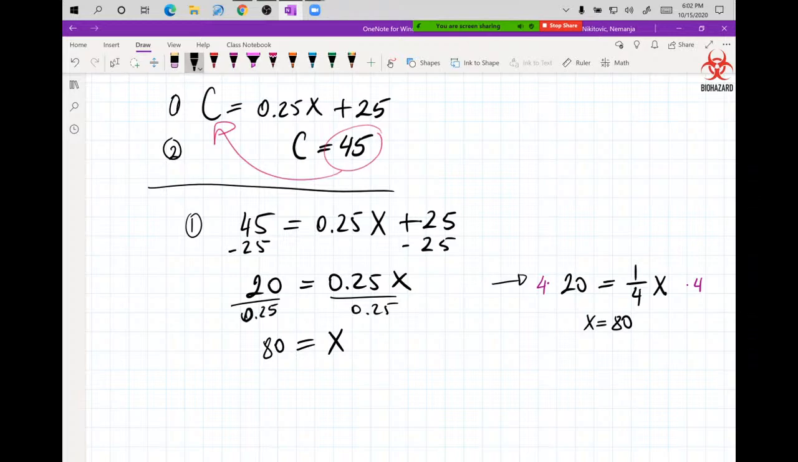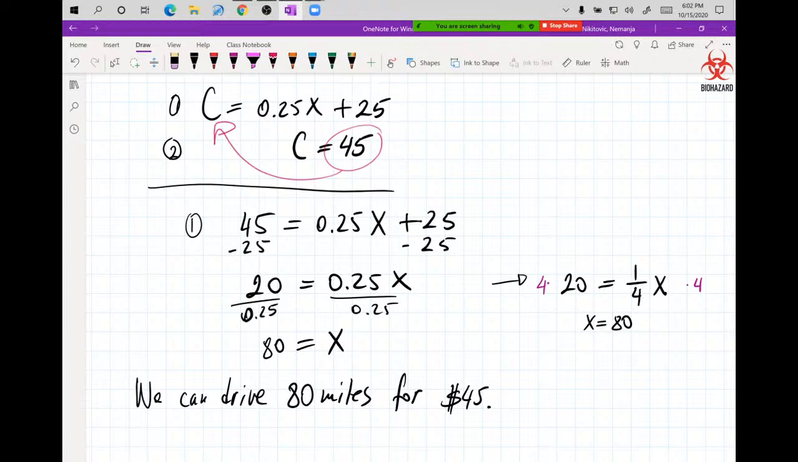So the meaning of this problem is that we can drive 80 miles for $45 at this rental agreement. If the rental agreement changes, all of the numbers change, obviously. If they agree to rent you for $20 per day, if they agree to give you 20 cents per mile rather than 25 cents per mile, any of that stuff can change, right? And in that case, obviously, the whole calculation changes.